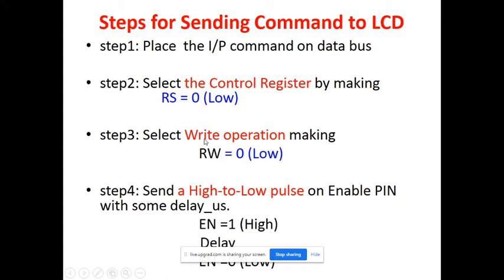Then regarding the read or write operation, you want to write into the LCD, and that's why RW is equal to 0. And what about the enable pin? You are generating a high to low pulse on the enable signal, meaning enable high, then delay, and then enable 0. In this fashion you are generating a negative going edge. At that instant the information gets latched into the command register. This is one of the subroutines, that is the command subroutine.